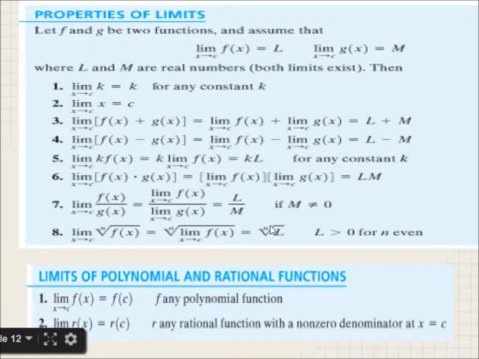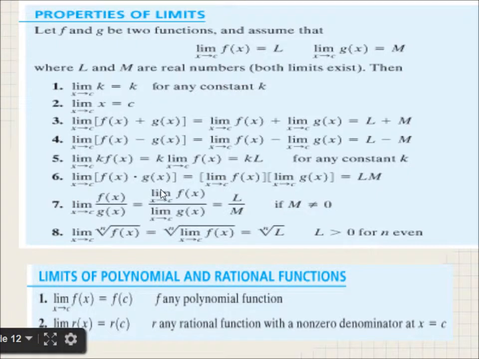Limits of polynomial and rational functions. The limit of f(x) as x approaches c is f(c) for any polynomial function, and the limit of r(x) as x approaches c will be r(c) for any rational function with a non-zero denominator at x equal to c. So these are quite easy, you don't need to remember them. It is simple, you can just calculate the normal limit and apply the rules of multiplication and division.